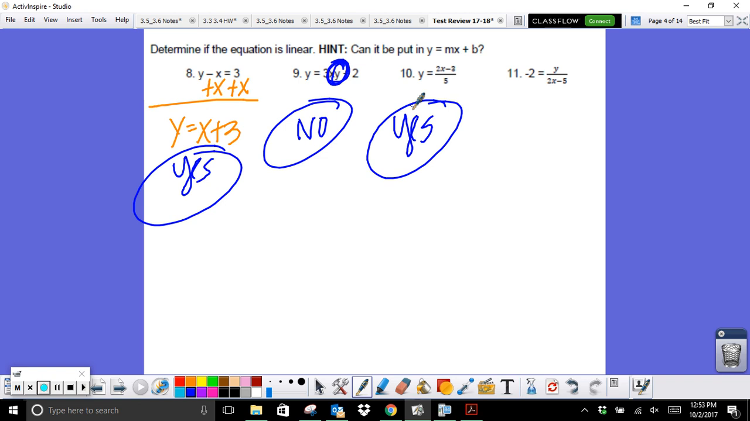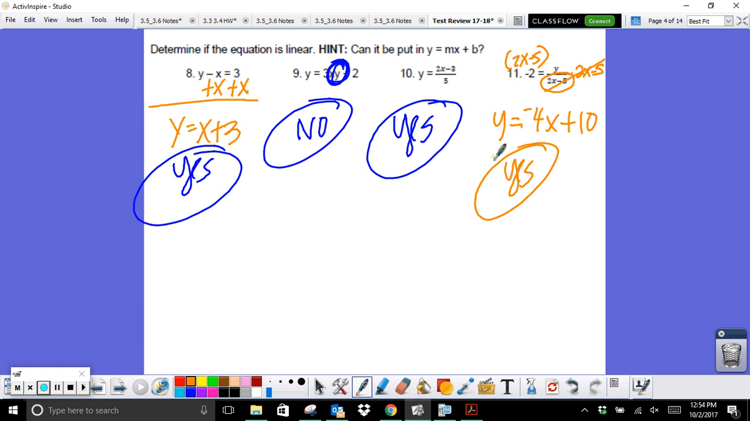Number 11 is a little tricky because at first glance, you see an x in the denominator, which means it's not linear. But if I were to get this in y equals, I would need to multiply both sides by 2x minus 5 to get that out of the denominator. If I do that, I end up with y equals negative 4x plus 10, which is linear. So yes, that is linear. That one's a little tricky. We won't give you anything that tricky.